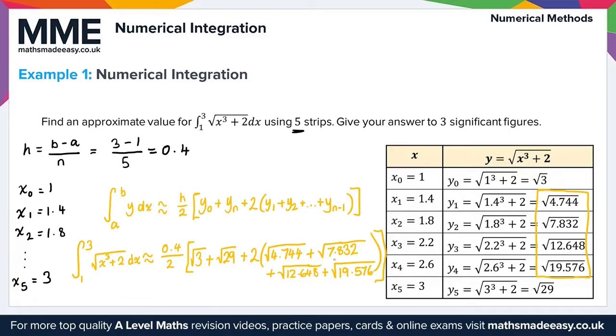All we need to do now is evaluate this on our calculator to get the approximate value for this integral. What you'll find is that our approximate value to 3 significant figures, as we're asked for, is 6.61. That gives us the solution to example 1.